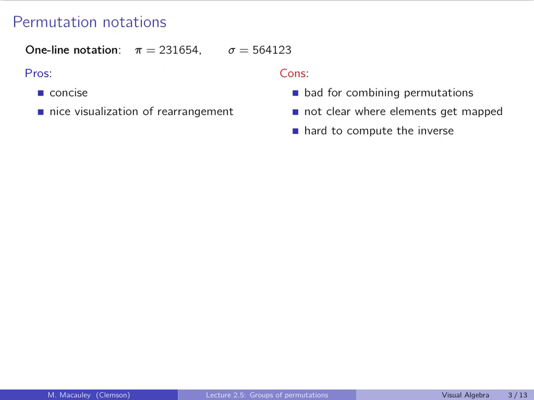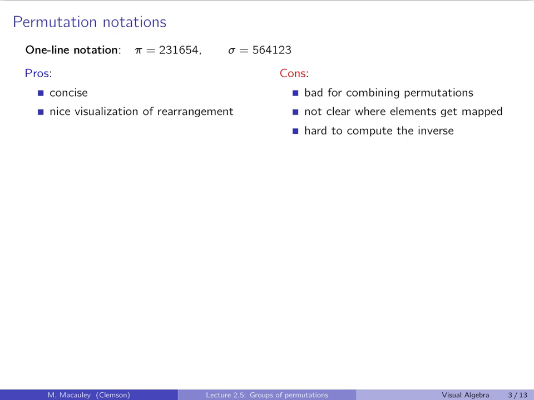Some cons of this is it's bad for combining permutations. So here are 2 permutations, and let's say, what happens when I first do this permutation and then that one? It's not clear at all in this notation how to do that. And we'll see that in our other notations, it's easier. It's also not clear where elements get mapped.